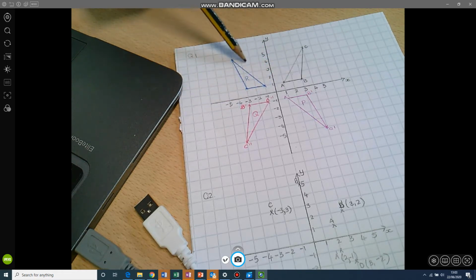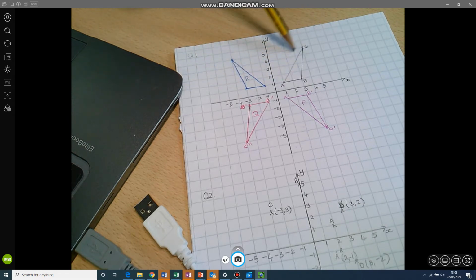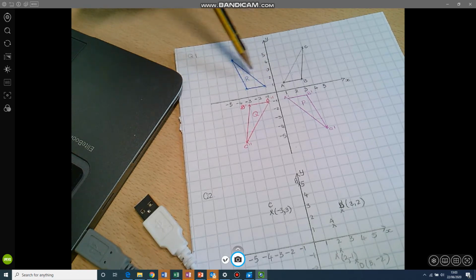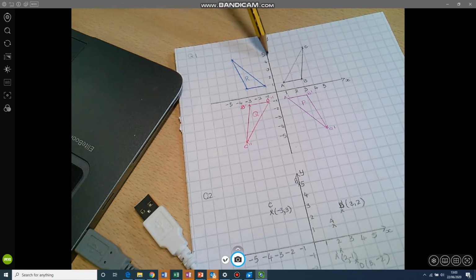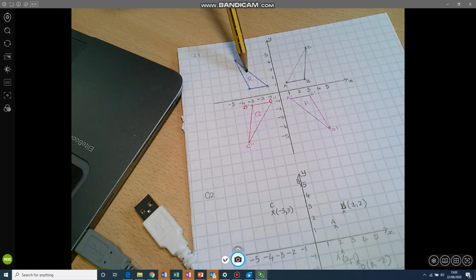The final part was to describe the reflection that will move triangle ABC to triangle R. So what reflection would move this triangle here to this triangle here? And what we can see is if we use the y-axis as our mirror line, it would indeed move this triangle to this triangle here. And so it's a reflection in the y-axis that would move our original triangle to triangle R.